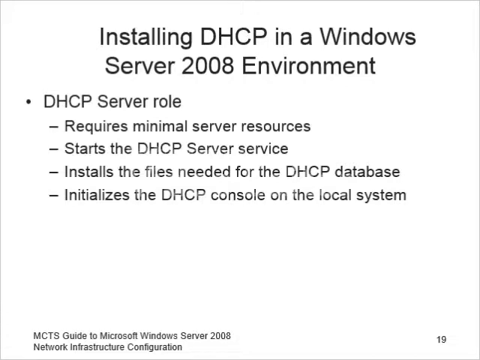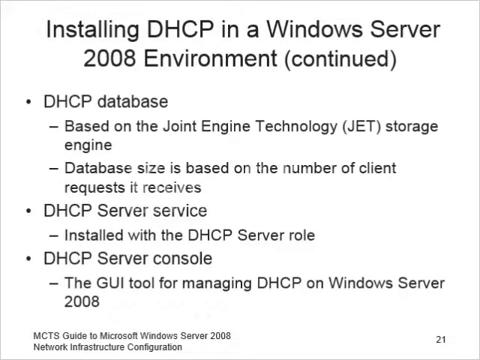The DHCP server role requires minimal server resources, so it can be run on a server that meets the minimum requirements for Windows Server 2008. The DHCP server role starts the DHCP server service, installs the files needed for the DHCP database, and initializes the DHCP console on the local system. The DHCP server database is a dynamic database, which is a data store that is updated as DHCP clients are assigned or as they release their TCP/IP configuration parameters.